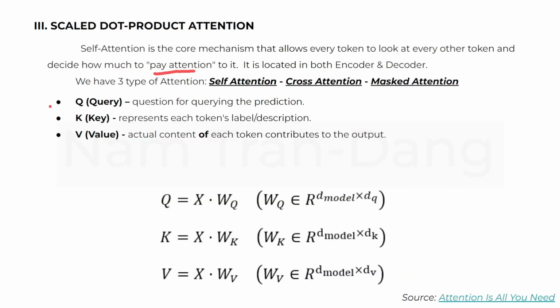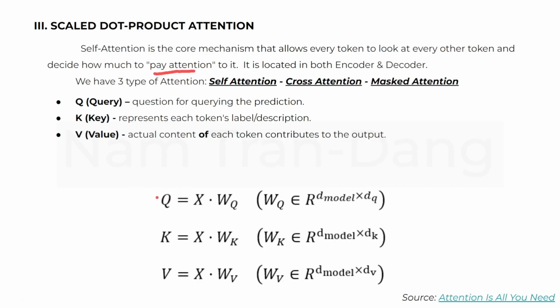So we have three main vectors. The first is Q, the query, which is the question used to query the predictions. K is the key, which represents each token's label description, and V is the value, the actual content of each token that contributes to the output. And here is the math equation from the paper.